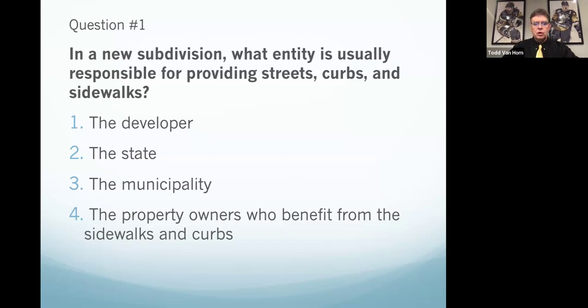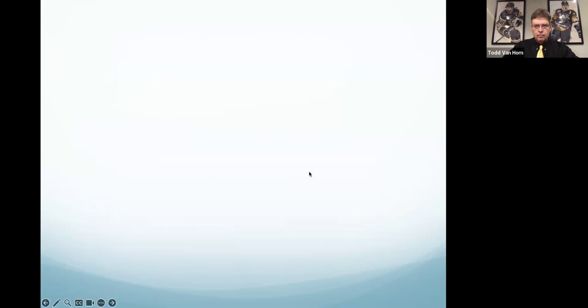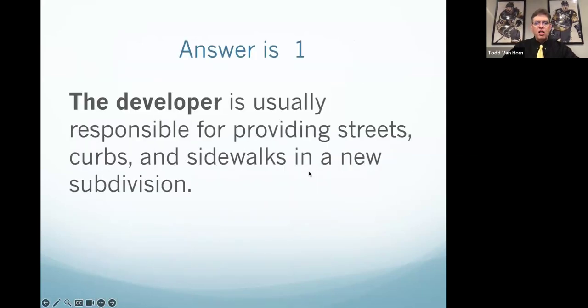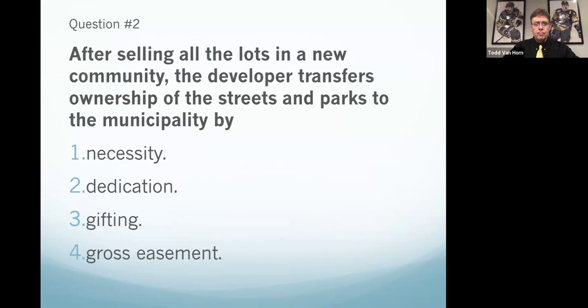Okay, in those new subdivisions, the person that's going to be responsible for that is number 1, the developer. The developer is the one who's going to provide the streets, sidewalks, and curbs in that new subdivision. Question number 2, after selling all the lots in a new community, the developer transfers ownership of the streets and parks to the municipality by what is called, what do you think? Is it necessity, dedication, gifting, or gross easement?